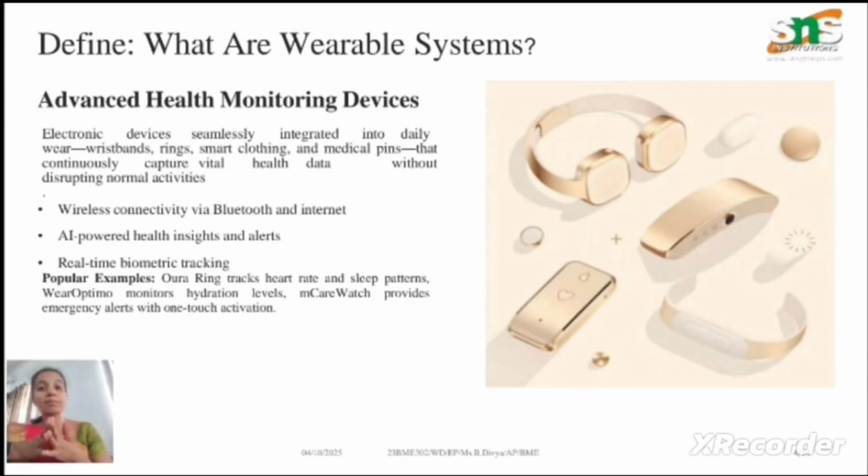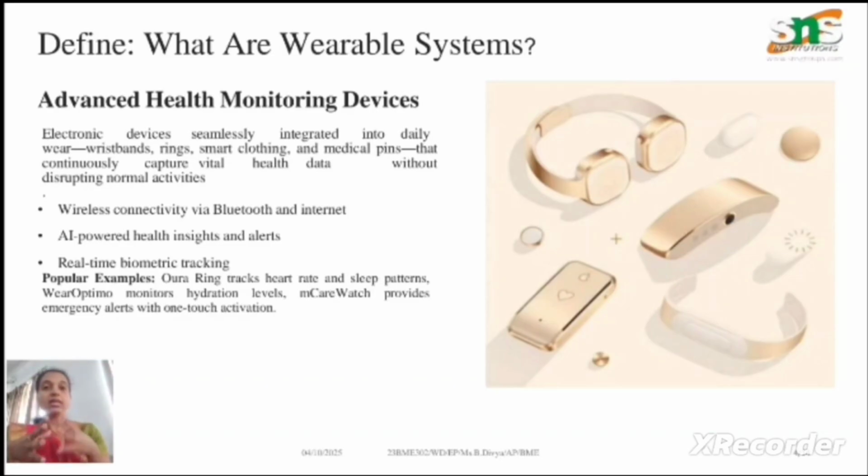What does the wearable system mean? The wearables detect the heart rate, oxygen levels, and all these can be tracked by a particular device present on the body, which is called a wearable device. In one word we can say: advancement in health monitoring devices.